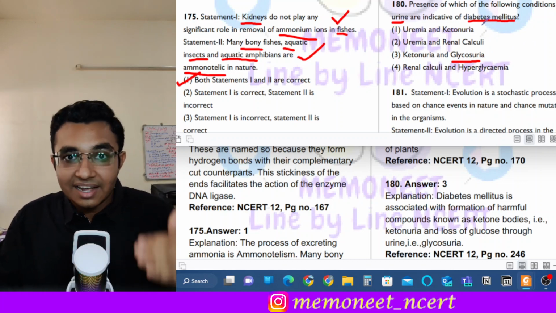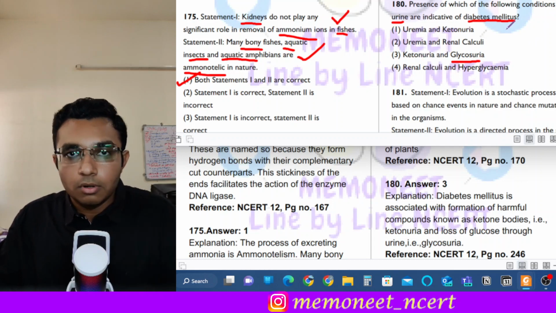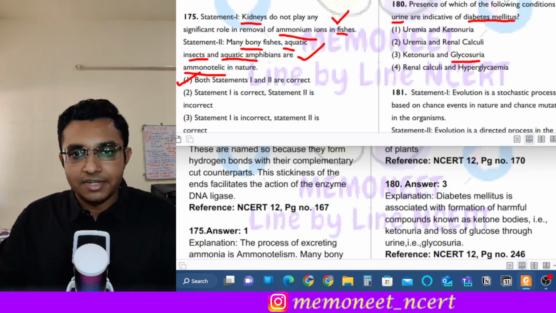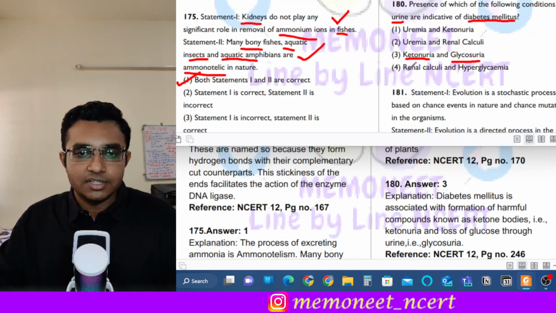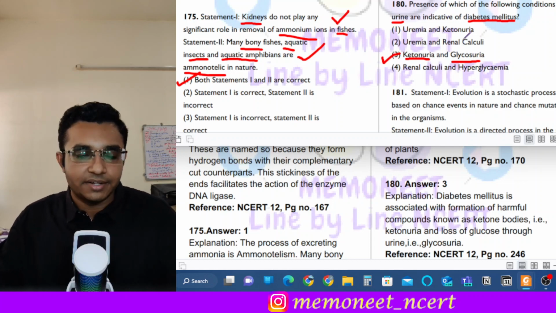And due to this high glucose, there are some harmful substances called ketone bodies, and they are produced in diabetes mellitus. So ketonuria is also a condition which is seen in diabetes mellitus. So the correct answer is option 3. Ketonuria and glycosuria are indicative of diabetes mellitus.